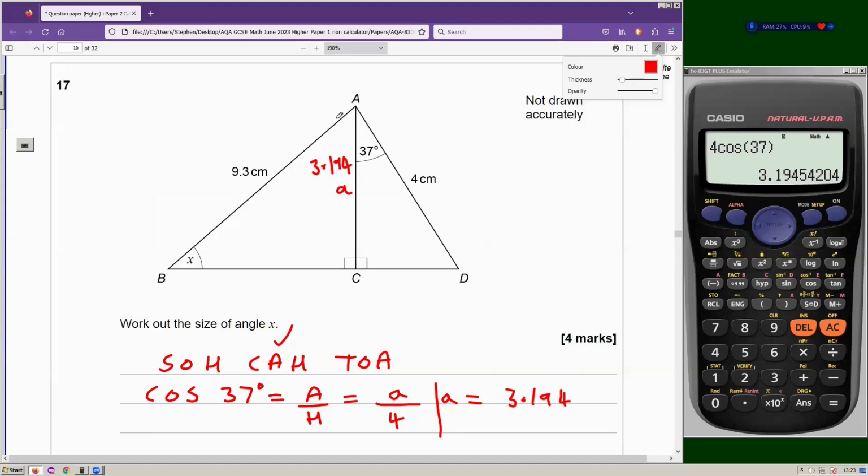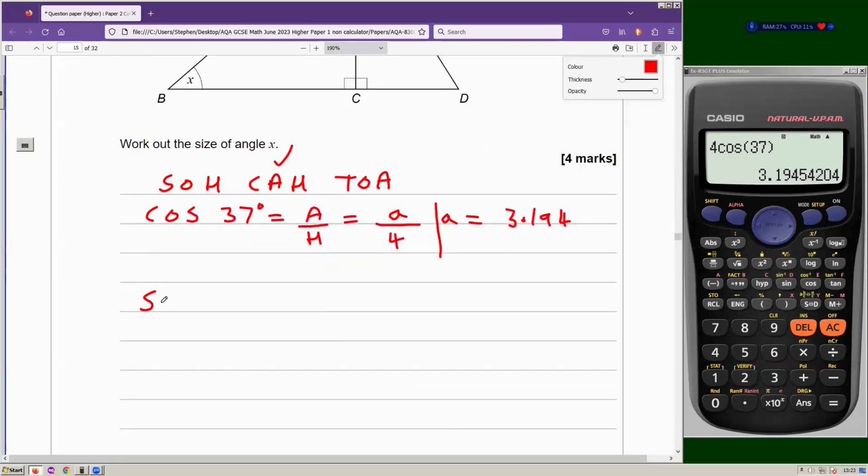And for this one, we're going to need sine. The reason is because this now becomes the opposite of this angle. So we go sine x degrees equals 3.194.